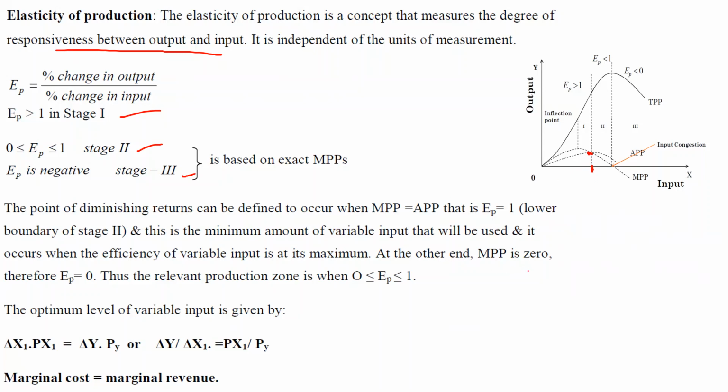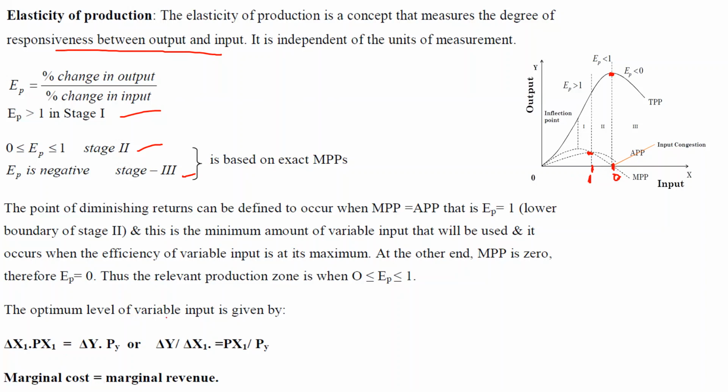At the other end, MPP is 0. So at the end of the second stage, MPP is equal to 0. And at this point, physical efficiency of fixed inputs will be greater because here total physical product is highest. So thus the relevant production zone is when elasticity of production ranges between 0 and 1. So यहाँ पे 0 है, यहाँ पे 1 है. So this is the relevant production zone.